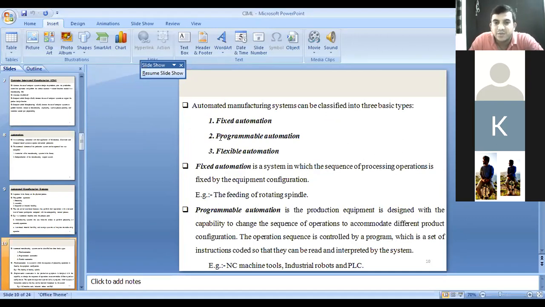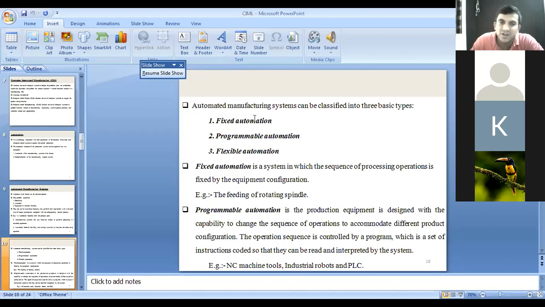In programmable automation, whatever the instructions and operations are, we can slightly change that operation. That is called programmable automation. Flexible automation is an extension of programmable automation. There are some advantages and disadvantages also. What are the advantages and disadvantages? We can explain in three ways.